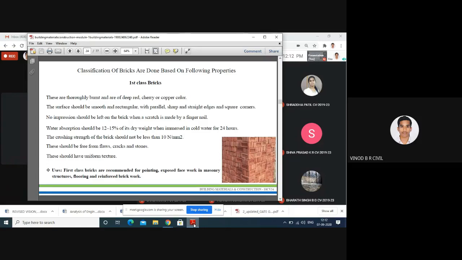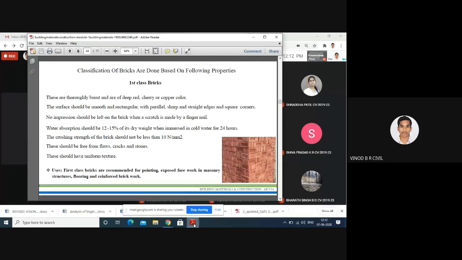These should be free from flakes, cracks and stones. These should have uniform texture, meaning free from cracks, as in the example I gave. If you add stone in between during the manufacturing of brick, you can expect cracks. At the same time, if you drop the stone from around 1 meter, you can expect cracks in the structure. And these should have uniform texture, uniform color and uniform surface.